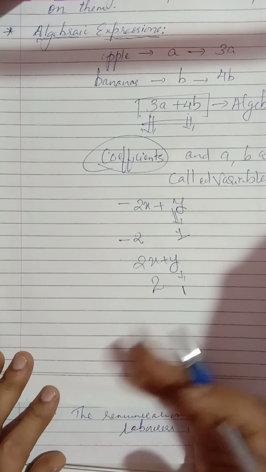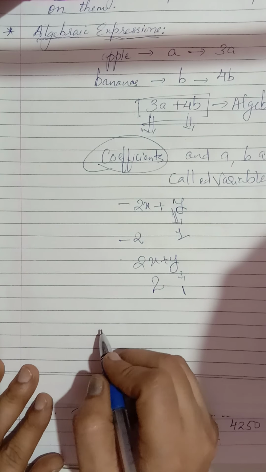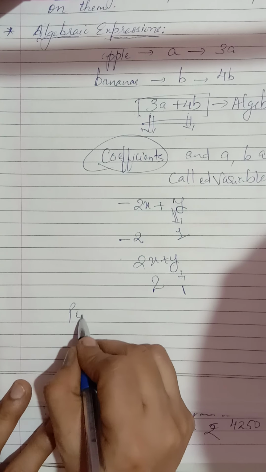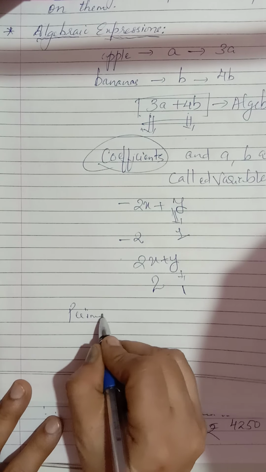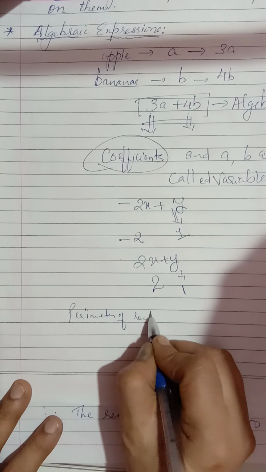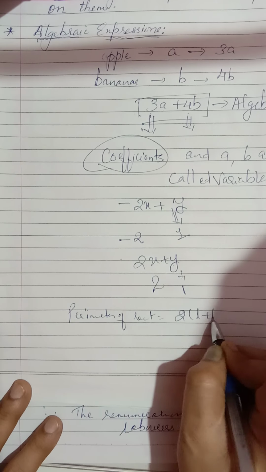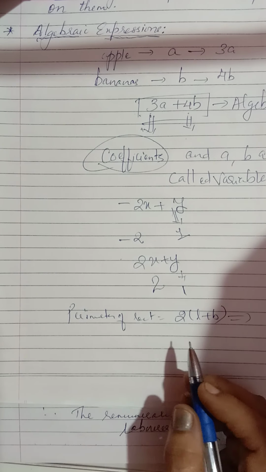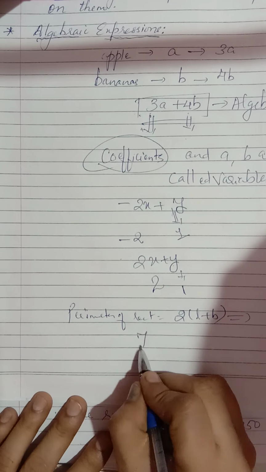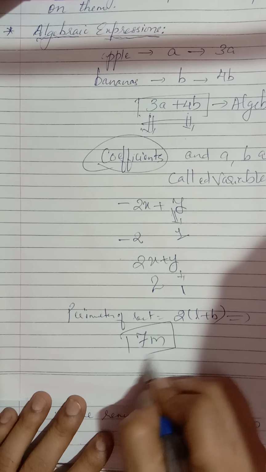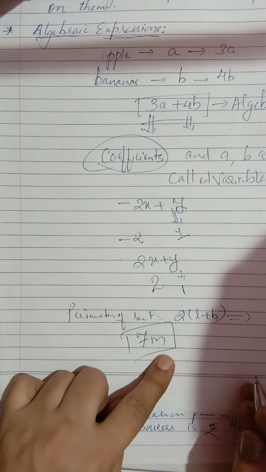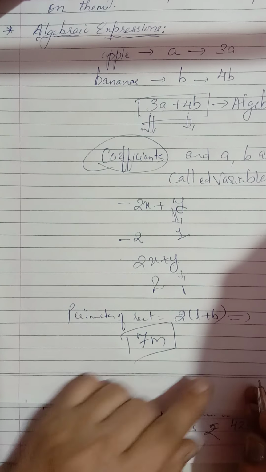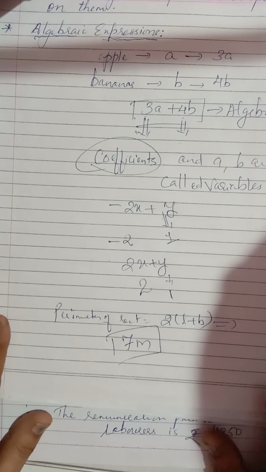You will come across many types of algebraic expressions. If you have learnt in class 5th also, the perimeter of rectangle, what is the formula of perimeter? I am writing in short, perimeter of rectangle. What you have learned? 2 into length plus breadth. So this is also nothing but an algebraic expression. If I just write, say for example, 7m, here a number is there and a variable is there, so this is also an algebraic expression, because I am using numbers and variables both.